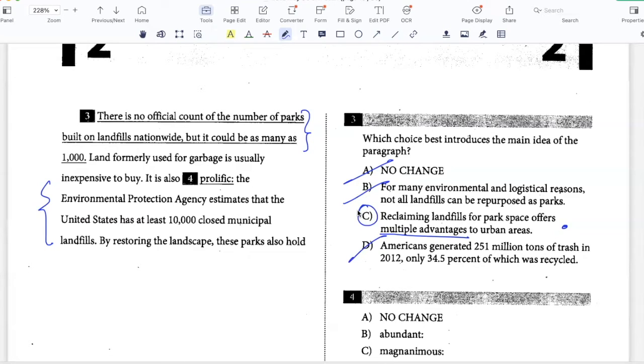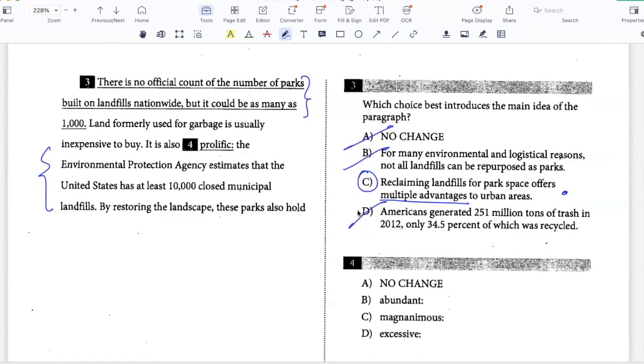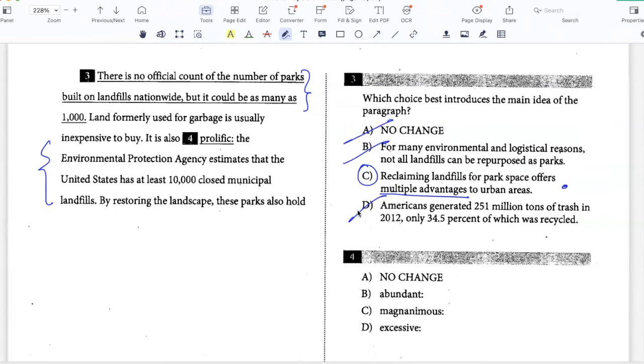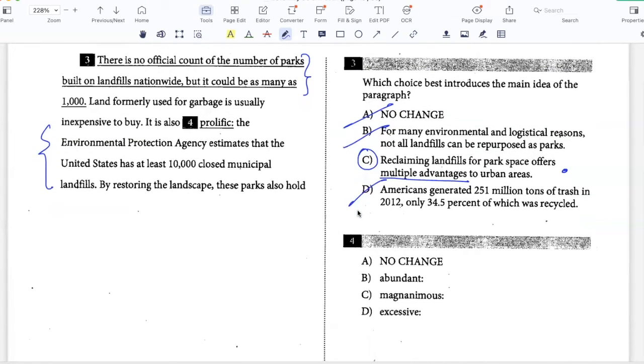Land formerly used for garbage is usually inexpensive to buy. It is also prolific. The Environment Protection Agency estimates that the US has at least 1,000 closed municipal landfills. So I need to say that it is also present in big quantities, right? So the best word for that would be abundant. This kind of land is abundant. So I like B. Prolific is productive, right? So I'm not saying that this land is productive. I'm basically saying that it's available in large numbers, right? So it's not A.